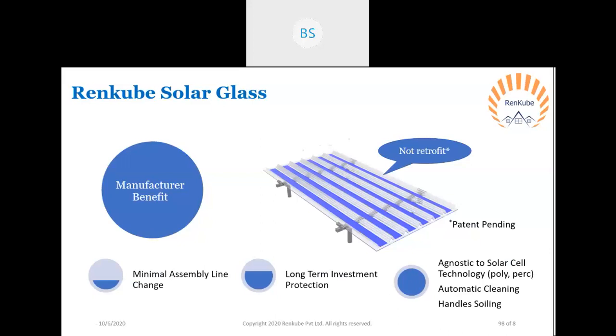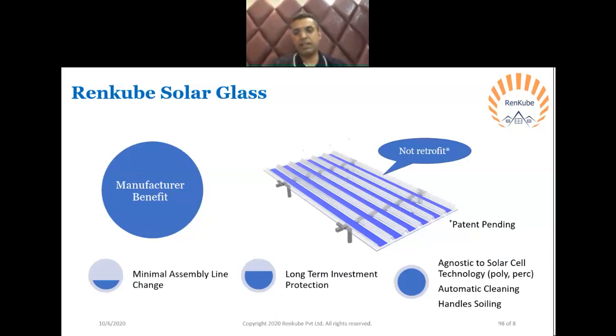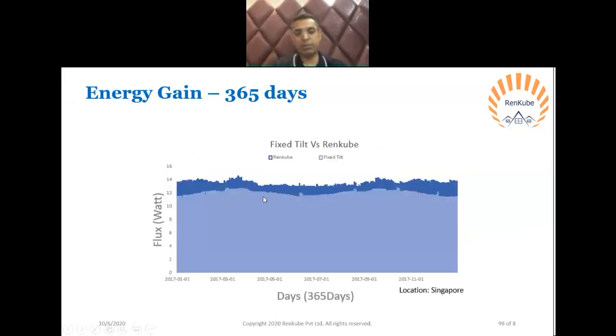This technology is not a retrofit and is meant for greenfield deployments, primarily due to the unique positioning of the solar cells and the placement of the prisms. In terms of benefits, this glass is a drop-in replacement of the flat glass that exists today in the manufacturing line, with minimal change to the line. As we use glass with absolutely zero moving parts, it lasts 30 years, hence there is long-term investment protection. This technology is also agnostic to any type of solar cell technology. Our glass can coexist with poly, mono, PERC, HJT, any type of solar cells, or even a bifacial or thin film solar panel. We have also taken careful consideration while designing this prismatic structure so that there is no increase in soiling issues, and automatic cleaning by brushes is possible.